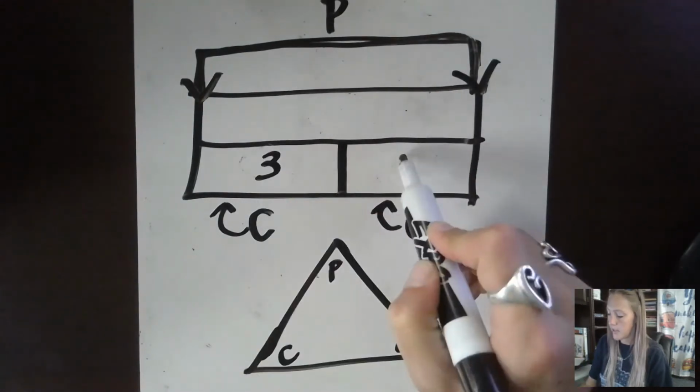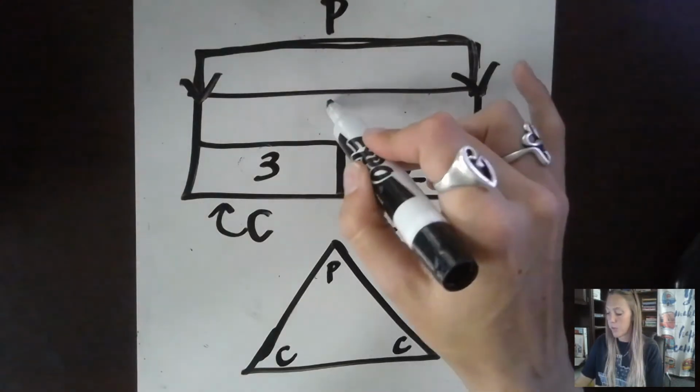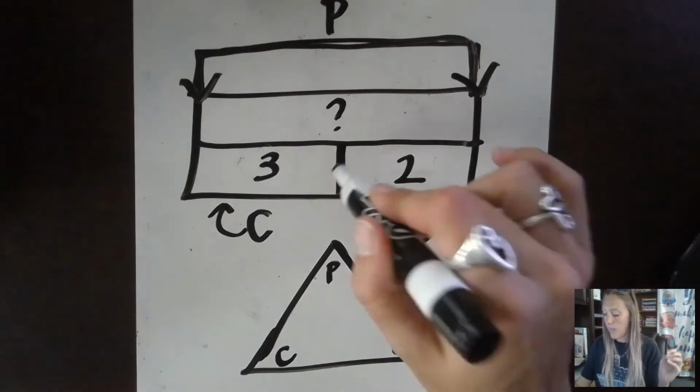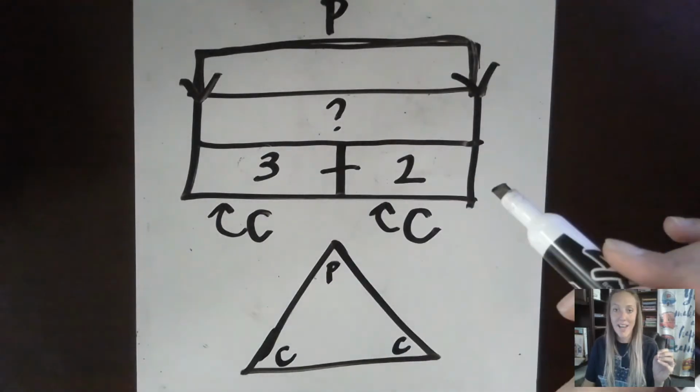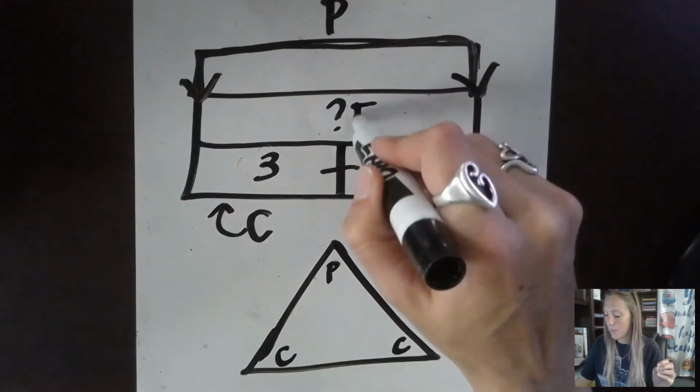3 and 2, they're both children numbers. The question mark would be up here, which means I need to find the parent. And when they are side by side, look at that, I just made a plus sign. When they're side by side, I add them. So I would add them like this.